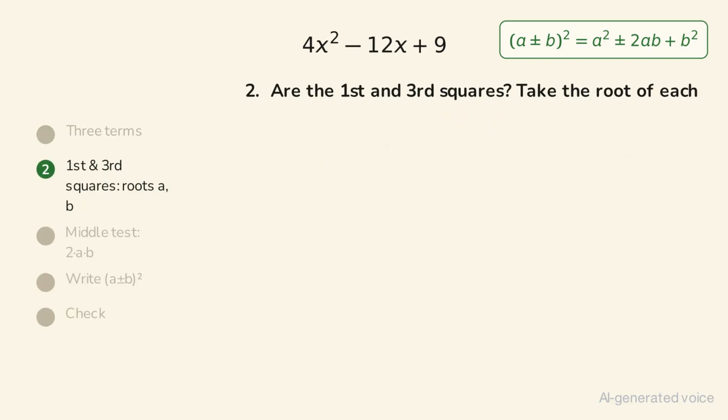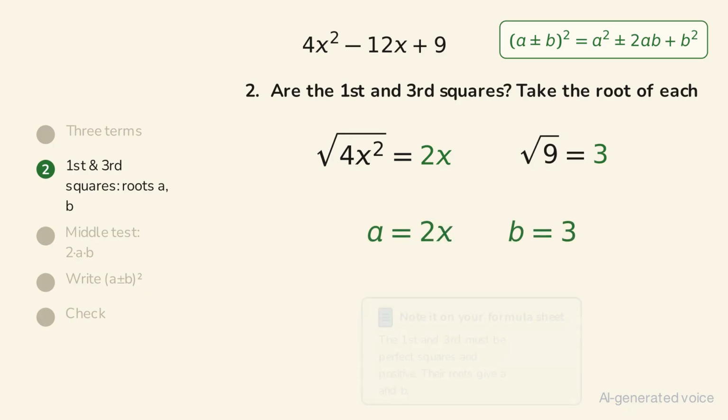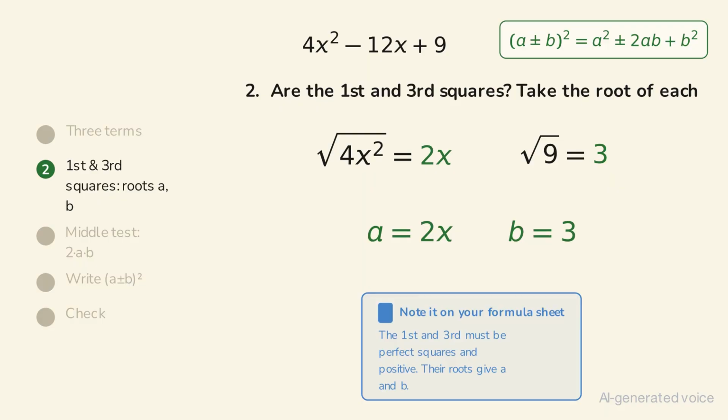Step 2. The first and third must be perfect squares and positive, and we take their root. The root of 4x squared is 2x, because 2x times 2x gives 4x squared. That will be our a. And the root of 9 is 3, because 3 times 3 gives 9. That will be our b. So a is 2x, and b is 3. Note it on your formula sheet. The root of the first square is a, and of the third is b.